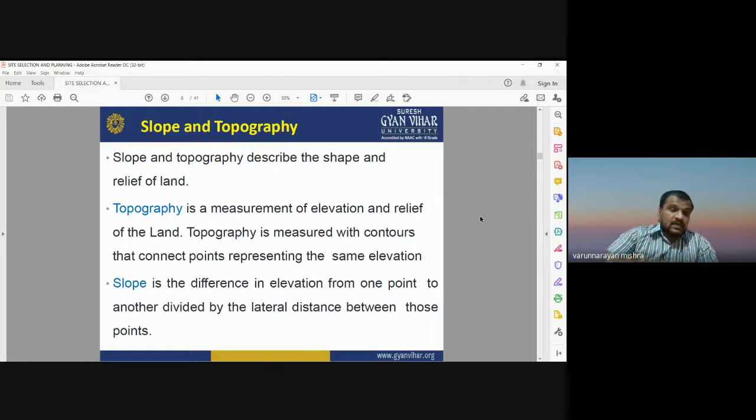It provides you the change in the elevation values, it provides you the information about the relief displacement, relief information about the land. And topographical information can be measured with the contour lines that connect the points representing the same elevation. And slope is the difference in elevation from one point to another point, that is divided by the lateral distance between those points. So slope and topography, these are two important natural factors that should be taken into consideration before any kind of site selection or before any kind of infrastructure development, any kind of construction activities.